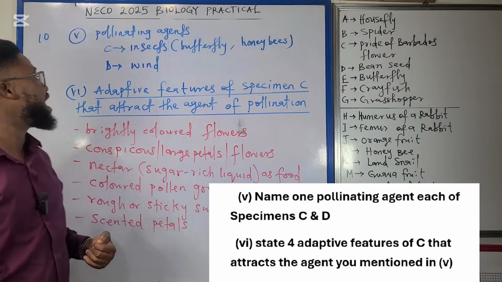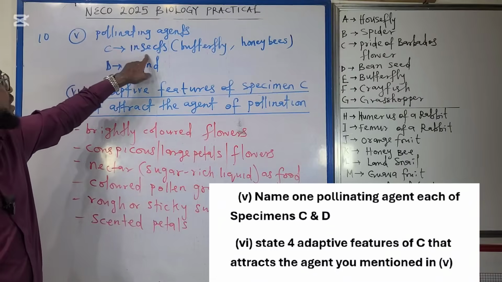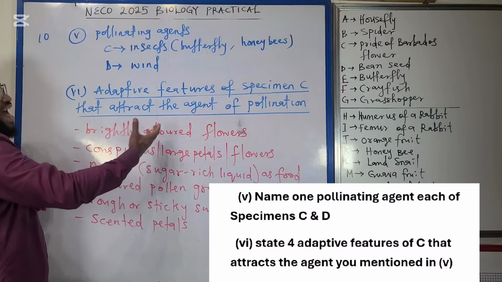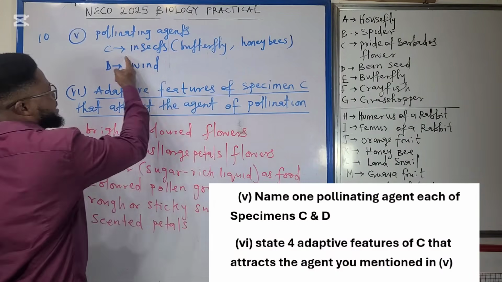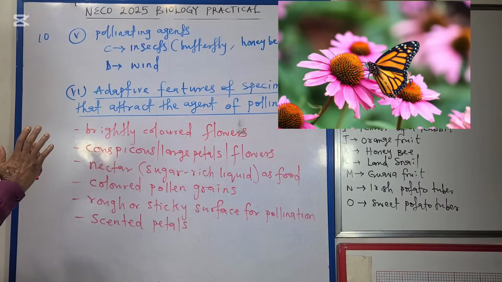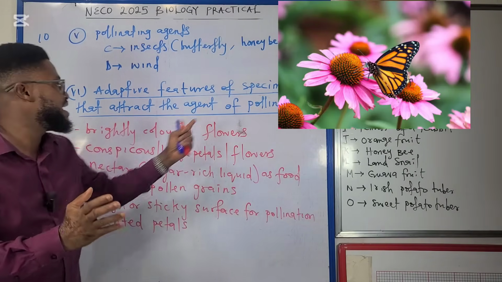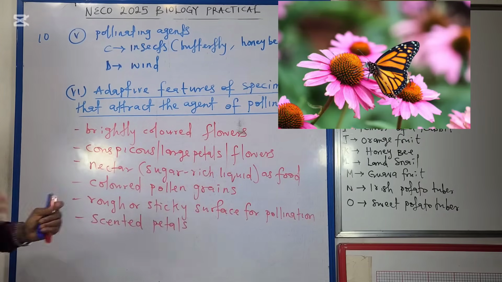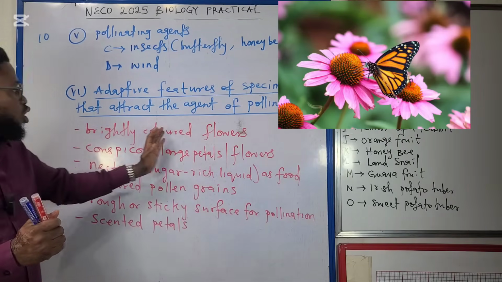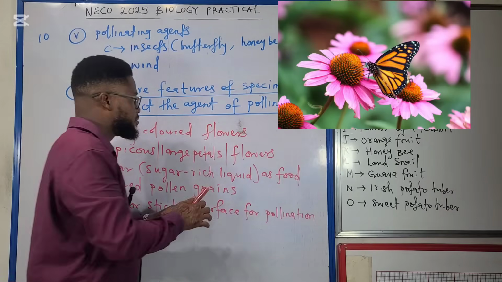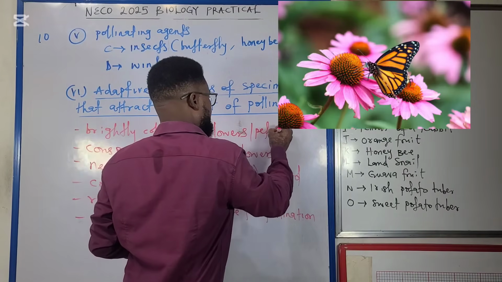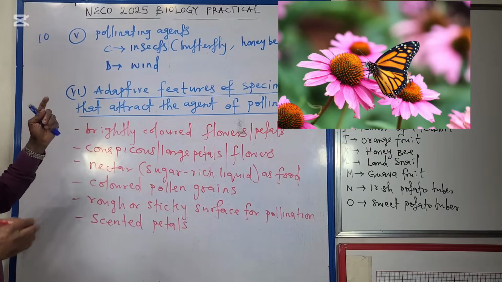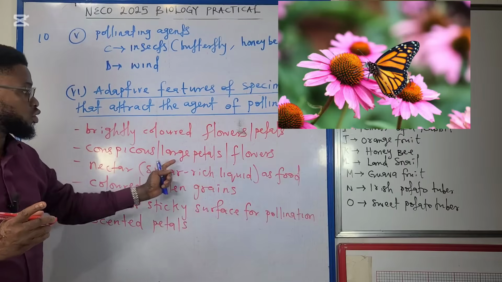To Roman figure 6, it says we should state adaptive features of specimen C that attract the agent of pollination. That is, those pollinating agents of specimen C. What are the features or characteristics that specimen C has that attract insects or those agents of pollination? 1. Brightly colored flowers or petals. Then 2. The petals or the flowers are conspicuous or large.